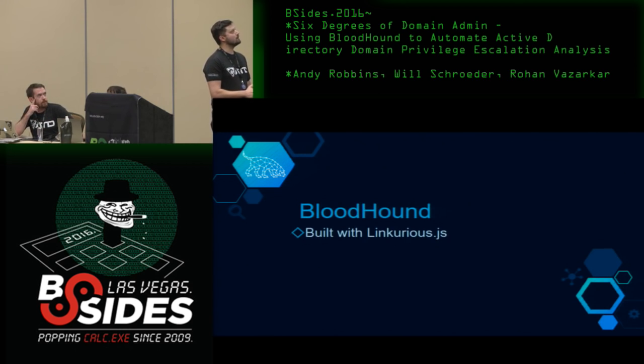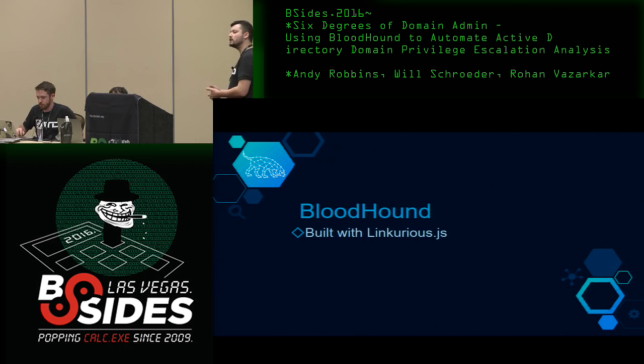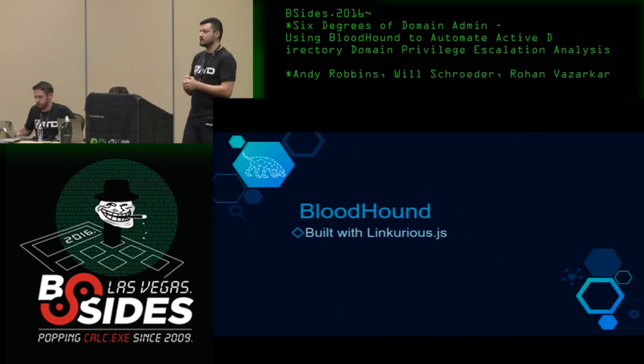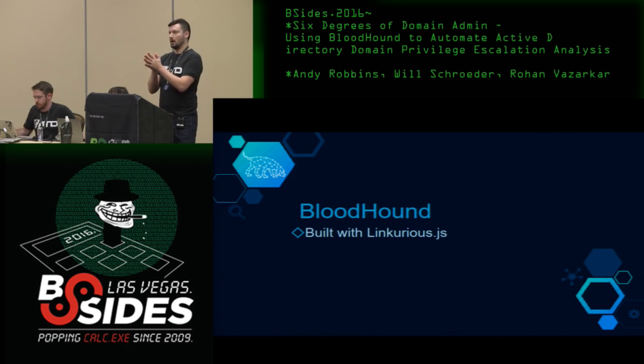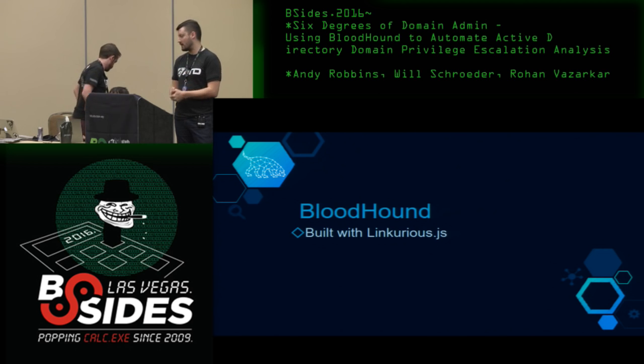The first item on here is that Bloodhound is a web application that is built with Linkurious.js. Linkurious enabled us to quickly prototype and get the thing into a state where it was actually usable without becoming experts in D3 or Sigma, which are the most widely used graph drawing libraries for JavaScript.